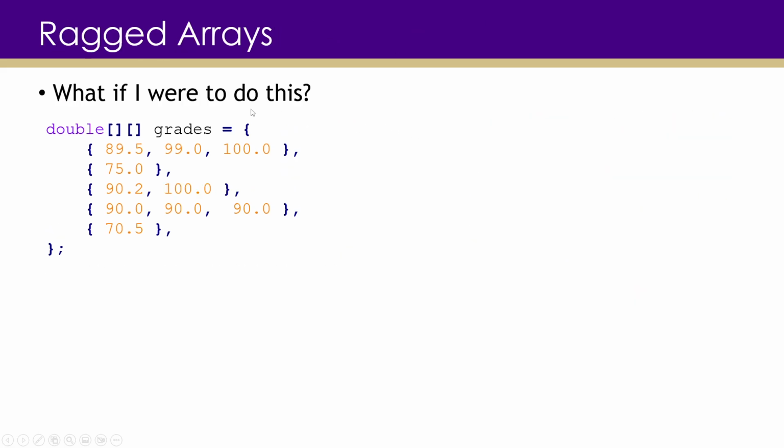And guess what? That has some funky implications. So what if I were to do something like this? Instead of a nice, even row and column, a nice square or rectangle or whatever, what if I had funky shapes? Well, first of all, grades is the same, because grades is an array that contains references to 0, 1, 2, 3, 4, right? Index 0, 1, 2, 3, 4. So 5 arrays. So grades is an array with references to 5 potential arrays.